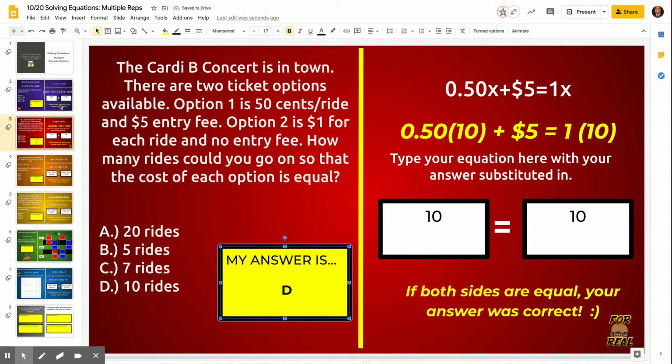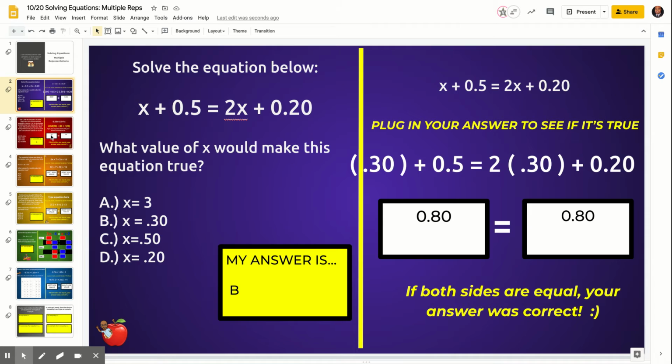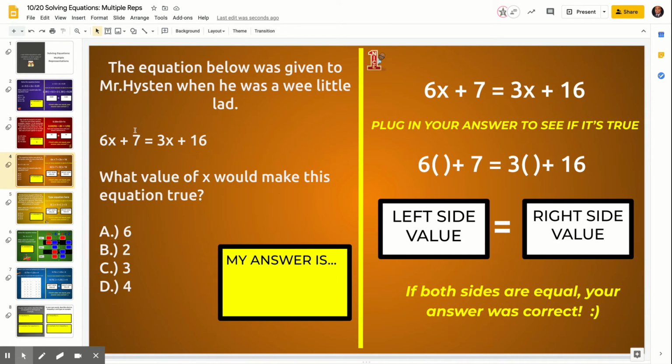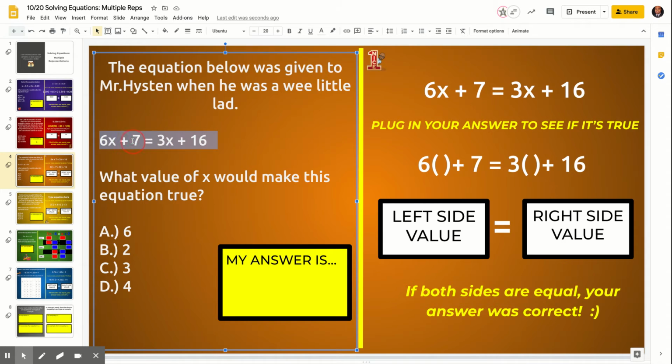You might have noticed a little trend here. I kind of gave you the answer to the purple one, gave you the answer to the red one. And the orange one, it gives you the equation again. Now, if you were here on Monday, you did Monday's assignment, you remember this problem because it's an exact copy. It says the equation below was given to Mr. Heisen when he was a wee little lad. 6x plus 7 equals 3x plus 16. What value of x would make this equation true?